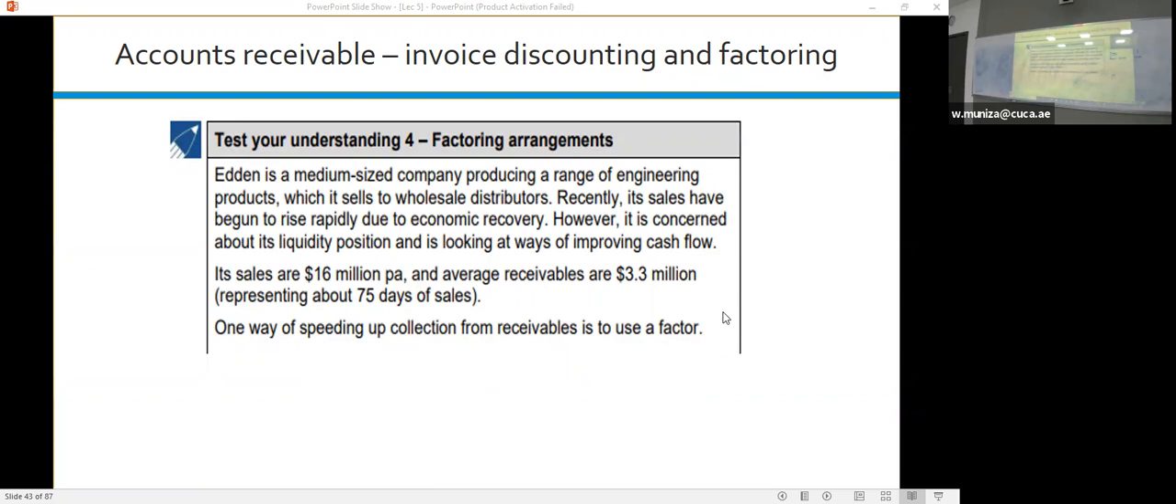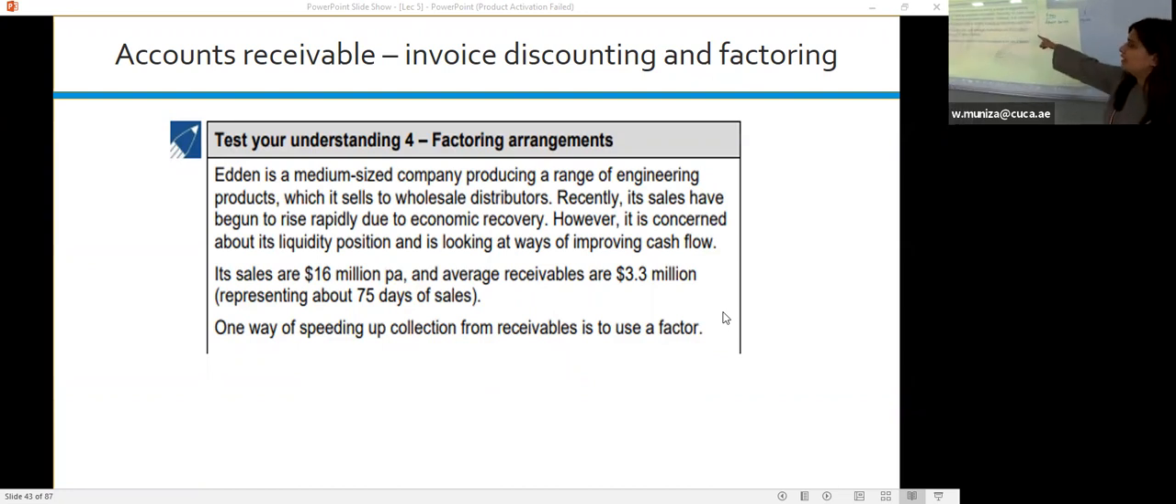Sorry, are you asking something? Yes, please ask. Please ask. 80% of the book value. The book value is 3.3. Yes.